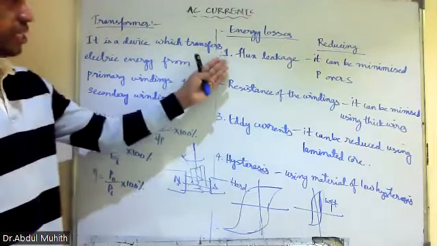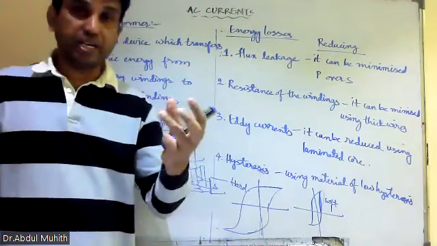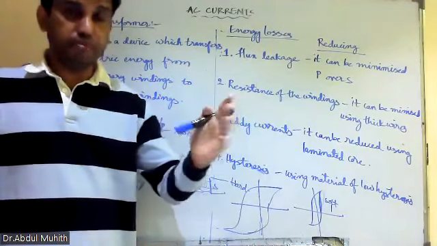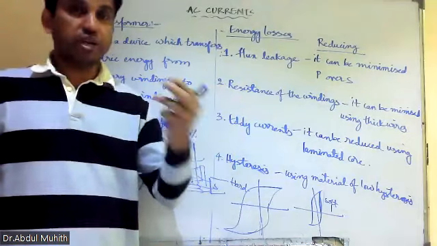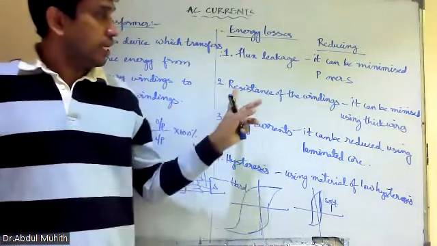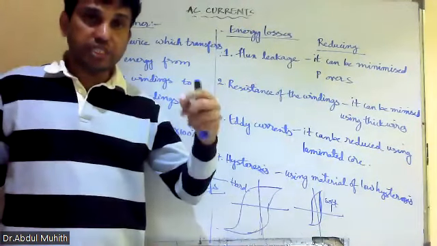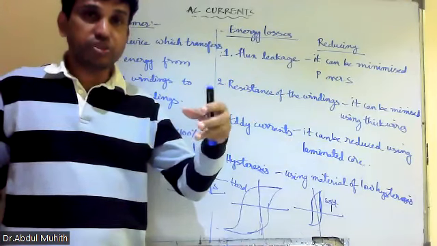Regarding flux leakage, what happens around the coils? There is a magnetic field, and that magnetic field may leave the coil. For that purpose, they use transformer oil in the transformer. Second is resistance of the windings. When we use thin wires, there is so much resistance, so that is the reason we use thick wires.